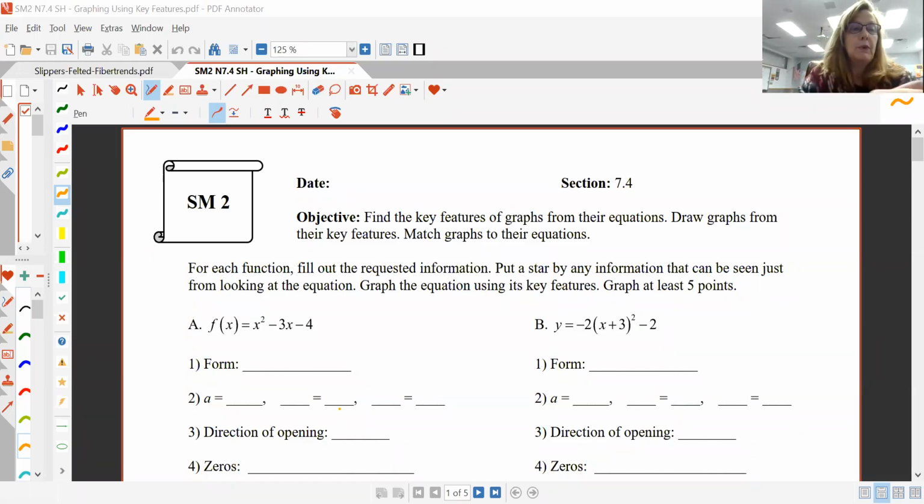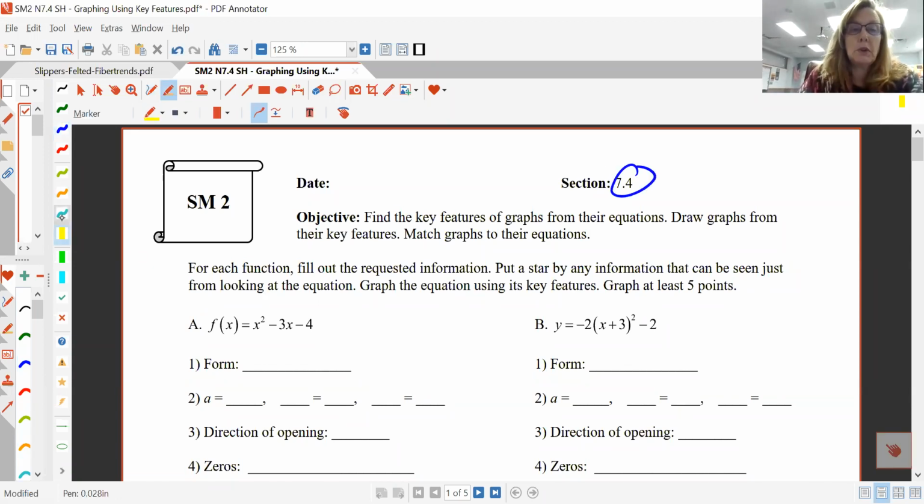So 7.4, okay. And what are we trying to do? We're trying to find key features of graphs from the equation. Okay. And then drawing your graph. And then, so basically that's part one. So this is essentially what we're doing first, is drawing our equations.